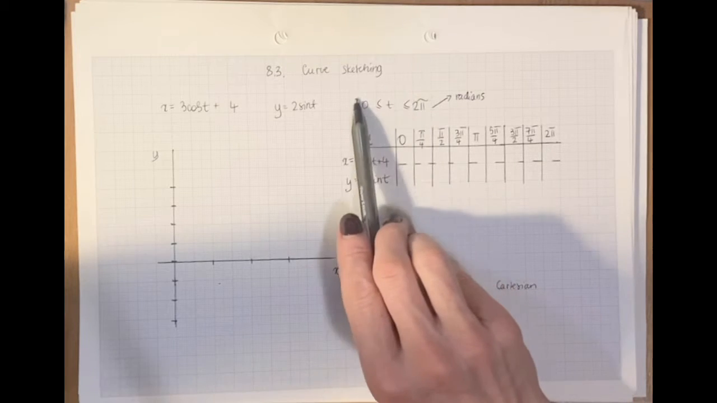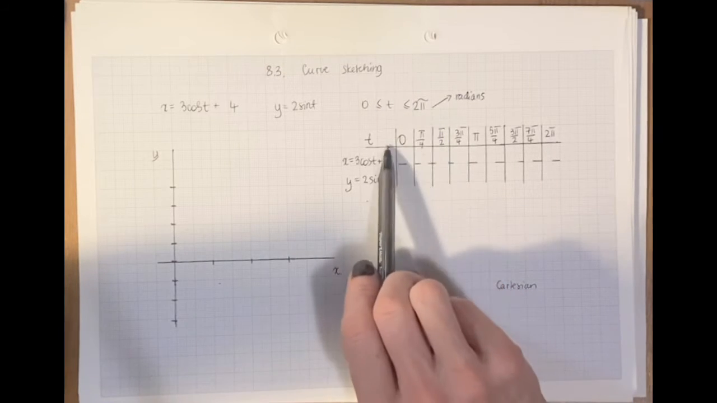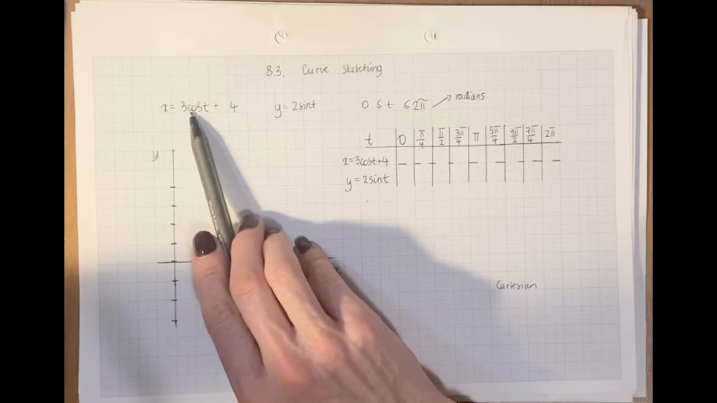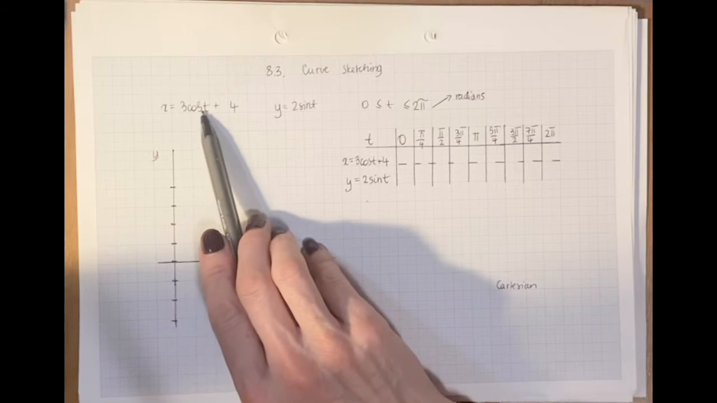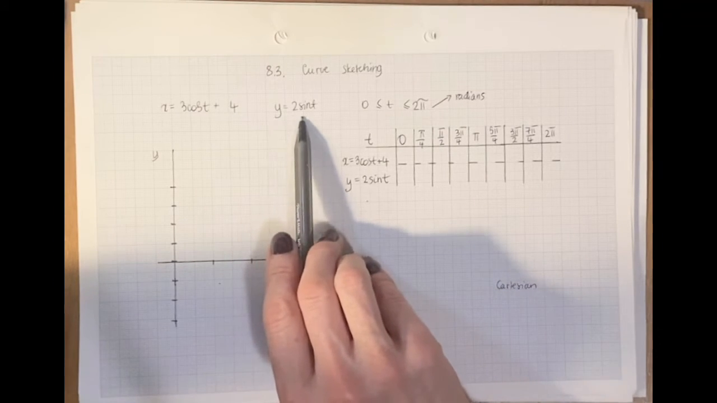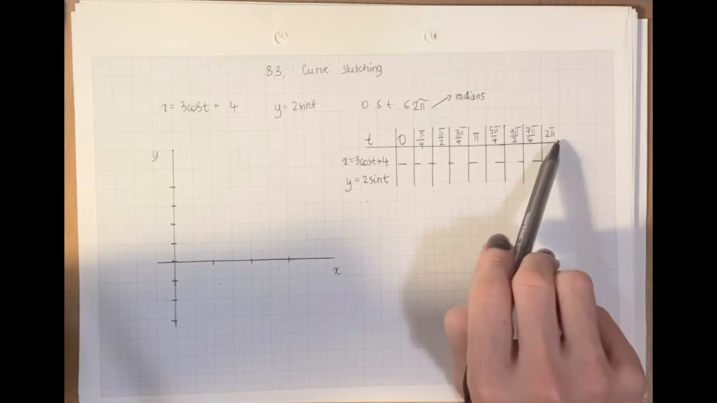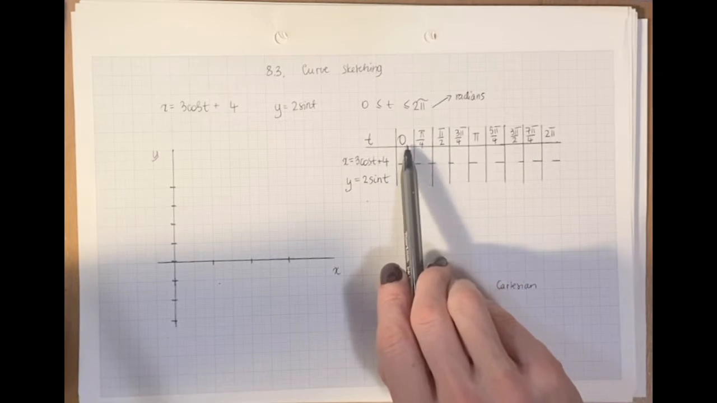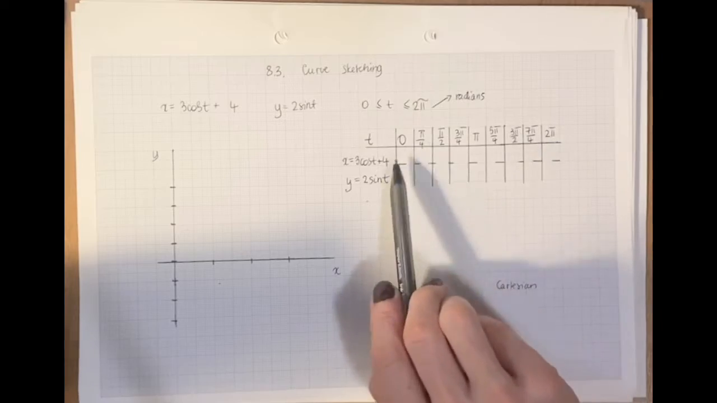given restriction for t. So over here we've got two equations. x is 3 cos t plus 4 and y is 2 sine t, with t between 0 and 2 pi. So I went from 0 to 2 pi every quarter pi.